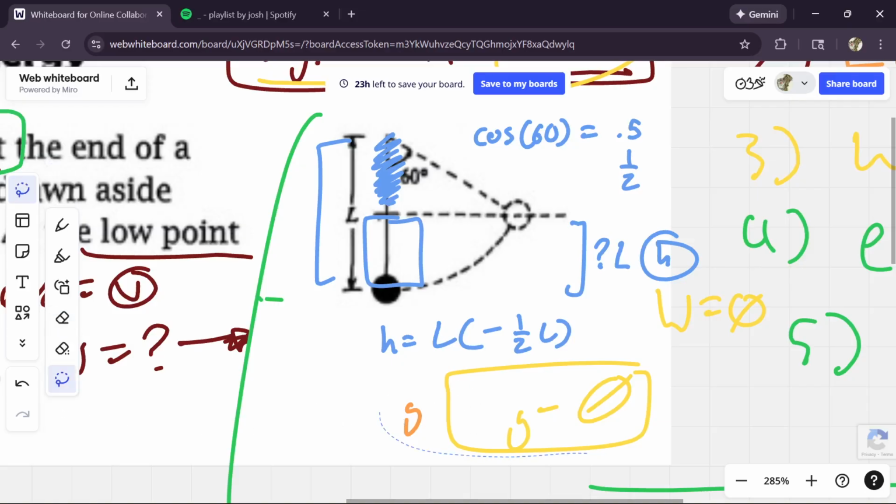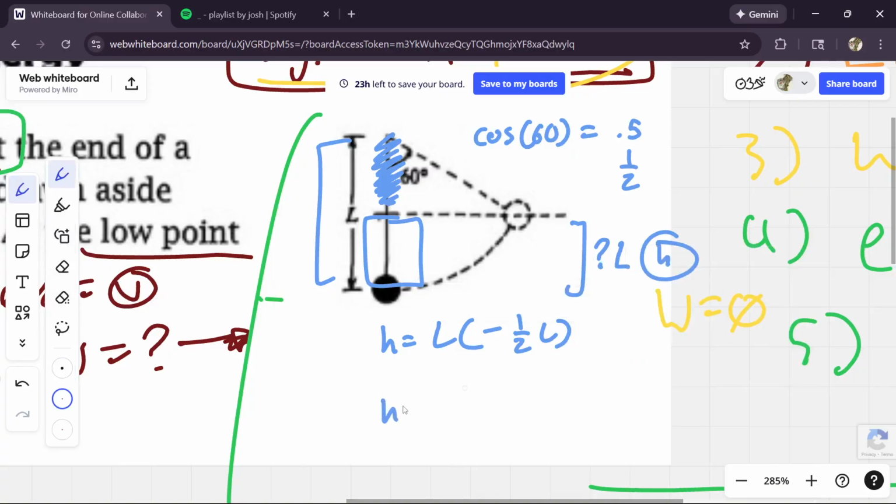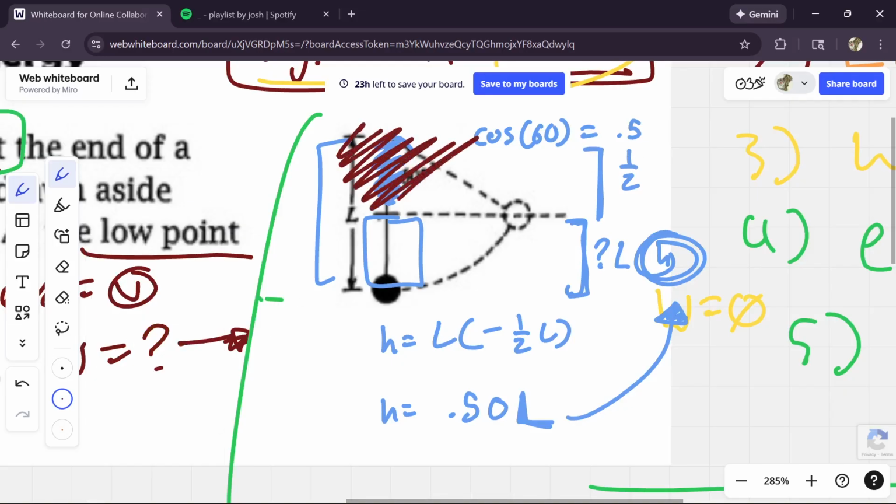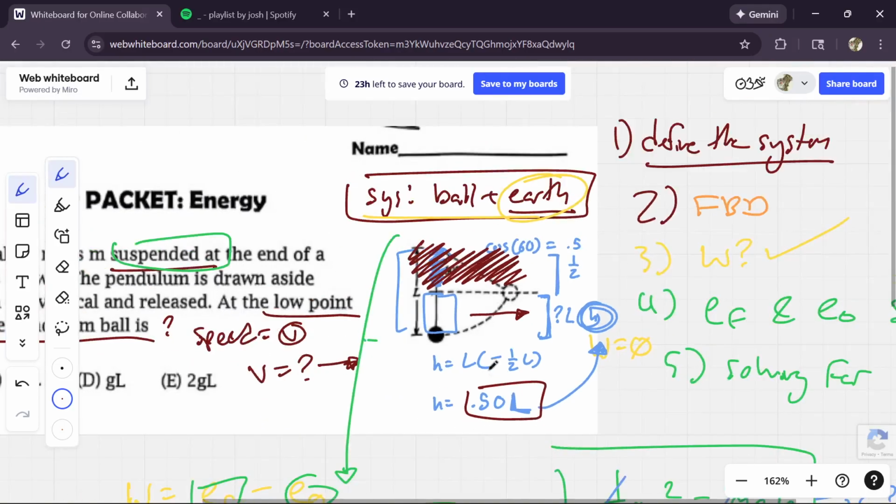So erase this. Basically, you're left with the fact that h is equal to 0.50 L. Because if this is h, then this has to be half of our greater length of L. Using this cosine 60, we understand that cosine 60 is 0.5, which means that this whole chunk is just half of L, so everything we're left with has to be the other half. So we get 0.50 L.